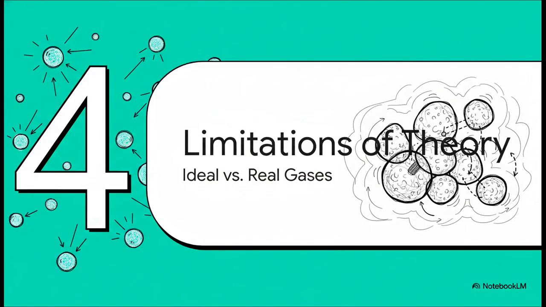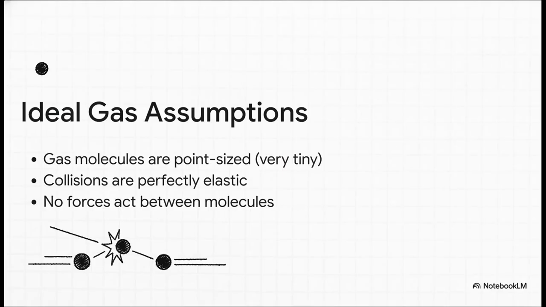But, you know, like any great scientific theory, this one isn't perfect. It has its limits. The whole thing is based on a simplified model of what we call a perfect or an ideal gas. So let's talk about where that perfect model starts to break down when it meets messy, complicated reality. So to make all the math work out nicely, scientists basically came up with this idea of an ideal gas. And it has a few key assumptions.